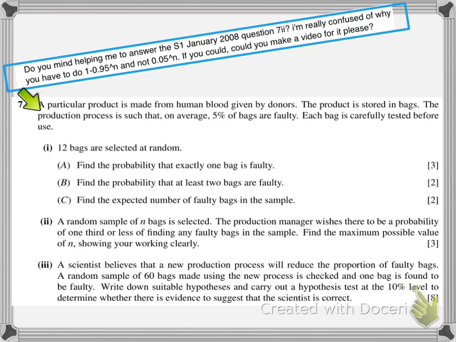So a particular product is made from human blood given by donors. The product is stored in bags. The production process is such that on average 5% of bags are faulty. Each bag is carefully tested before use.